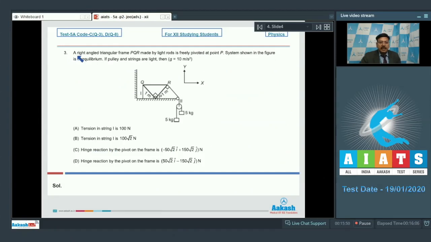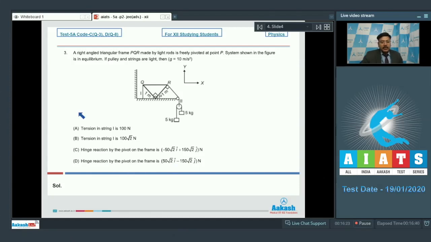Question 3 says a right angled triangular frame PQR made by light rods is freely pivoted at point P. System shown in the figure is in equilibrium. If pulley and strings are light, then given g is 10 meter per second square. Option A and B are about tension in string 1, option C says hinge reaction by the pivot on the frame is this much, and option D says hinge reaction by the pivot on the frame is this much.